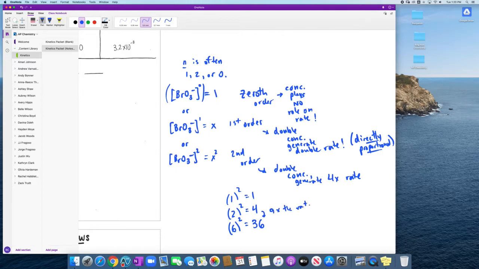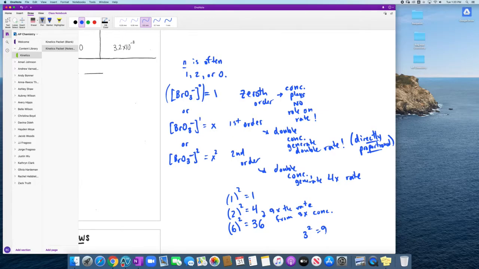9 times the rate from tripling the concentration. And that's because 3 squared is 9, okay? So you have to look for connections like that. If there's a directly proportional relationship, your order of reactant is first order.